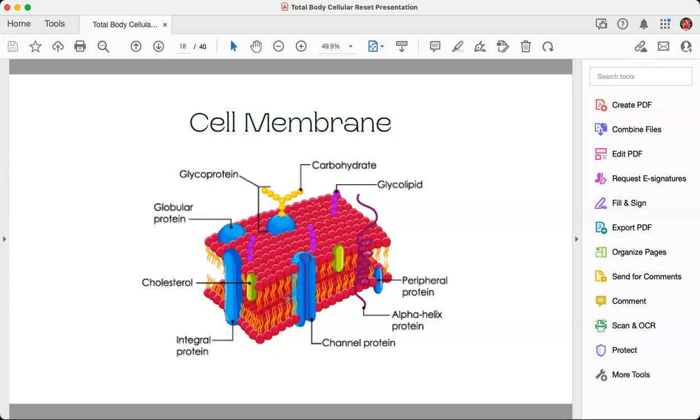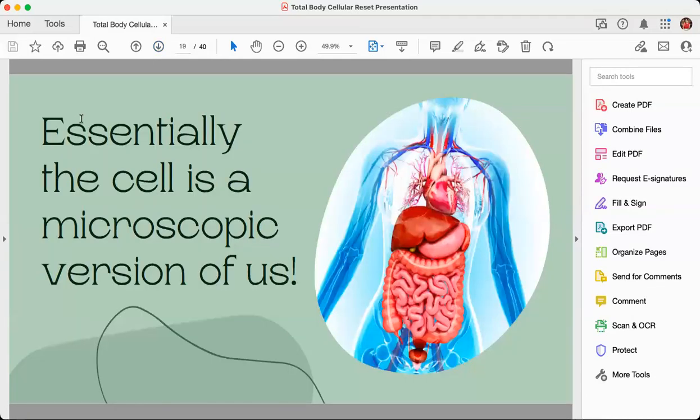So if you've ever seen a cross section of the cell, like of the skin, the different layers of the skin, it looks very similar to this, which I think is really interesting. So essentially, the cell is a microscopic version of us. Yes, the organelles look different, but they have very similar functions. And so they behave in a very similar way as our entire structure, which I think is just amazing.